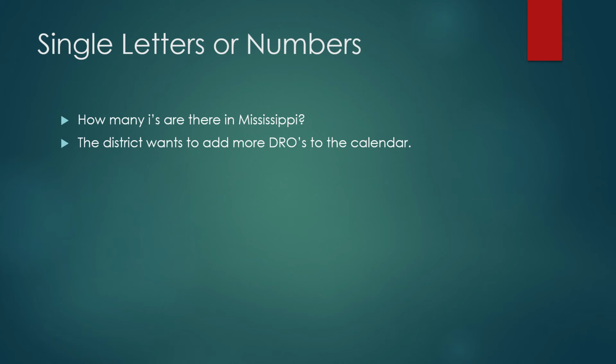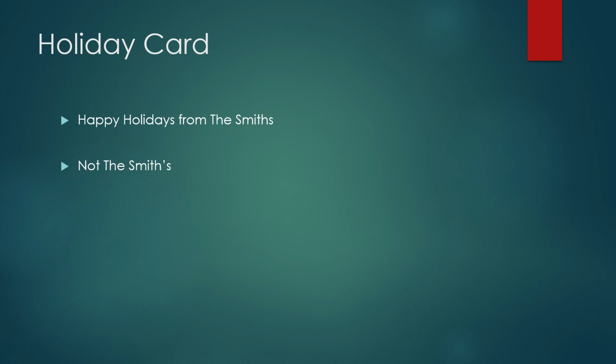And then finally, single letters or numbers. How many I's are there in Mississippi? Notice that the I there gets an apostrophe S. Or the district wants to add more DROs, or days of religious observance, to the calendar because it's a shortened form. That's how you would do that one.